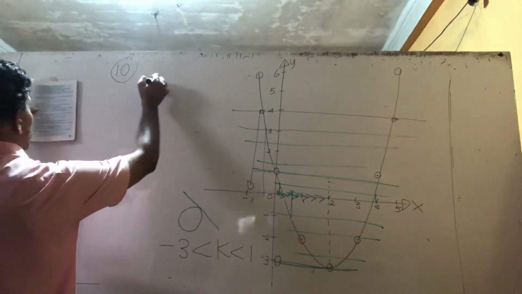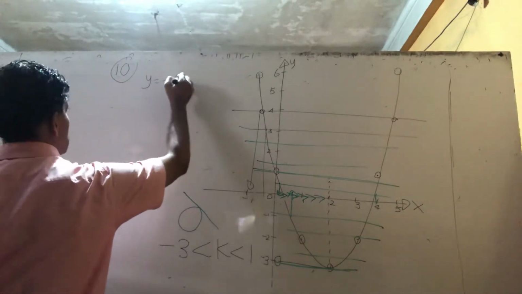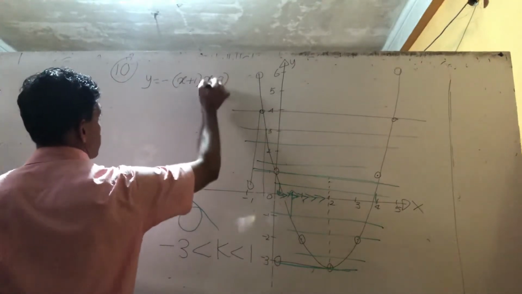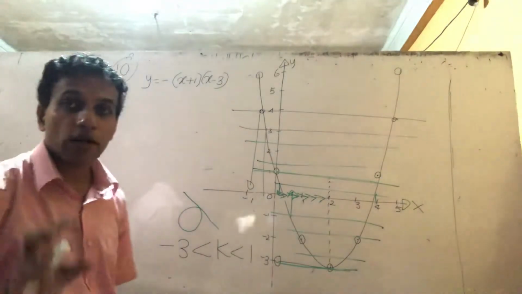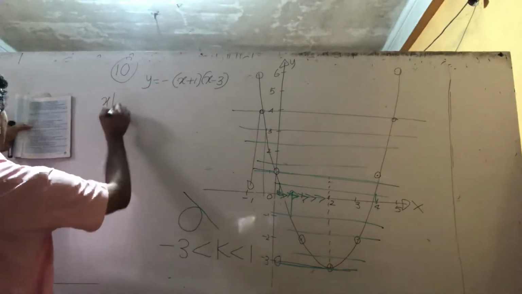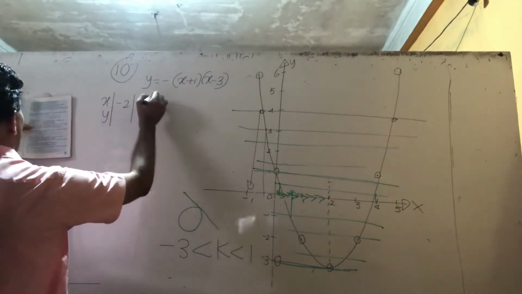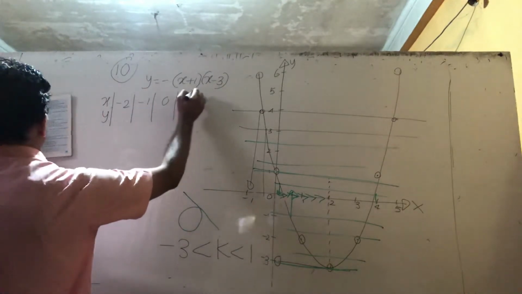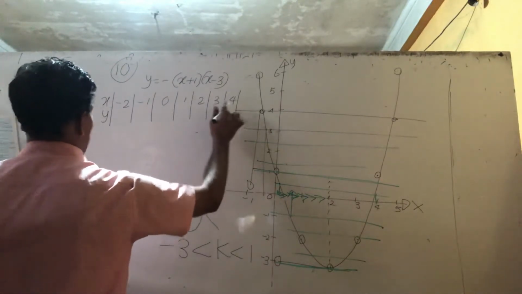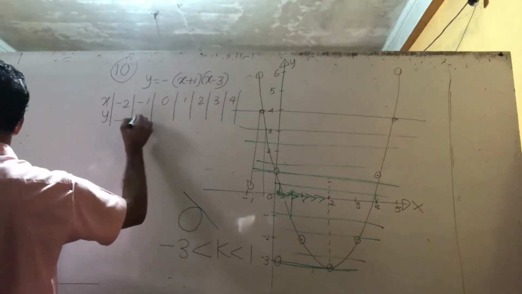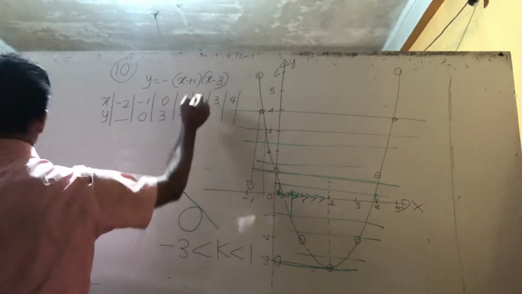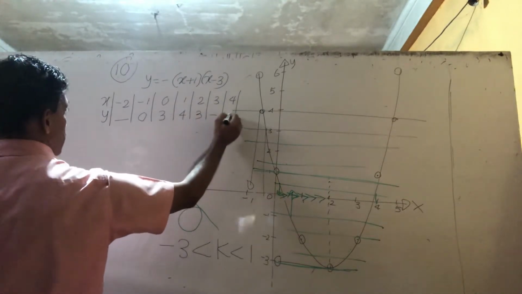The equation provided is y equal minus (x plus 1) into (x minus 3). The table there: x values minus 2 blank, minus 1, 0, 3, x equal 4, and y values here 0, 3, here blank, minus 5.